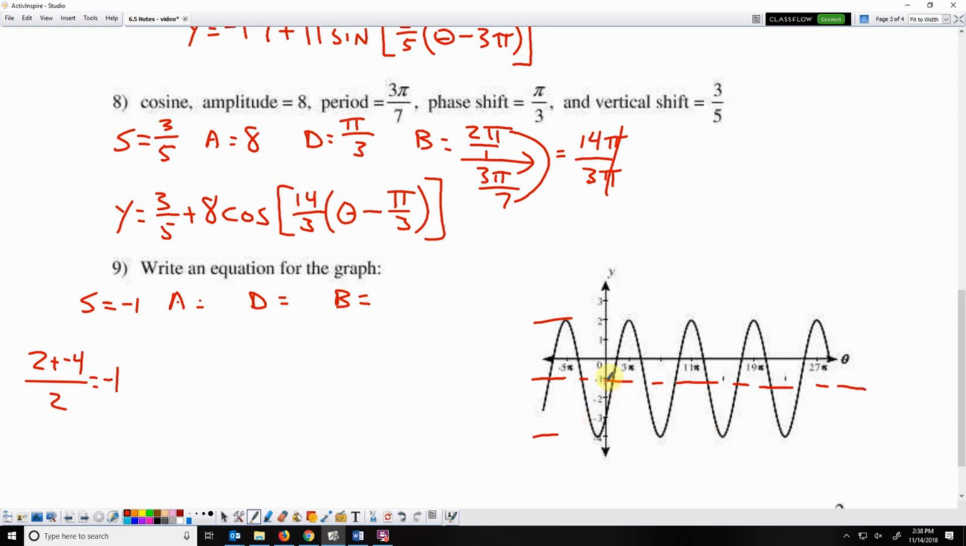Okay, so here's the sinusoidal axis. How high does it get above and below that axis? From negative 1 up to 2 is 3. And from negative 1 down to negative 4 is also 3. So I've got an amplitude of 3. Displacement: the first time I know a maximum or a minimum, and I know the radian value, I'll go right here. 3 pi is my displacement.